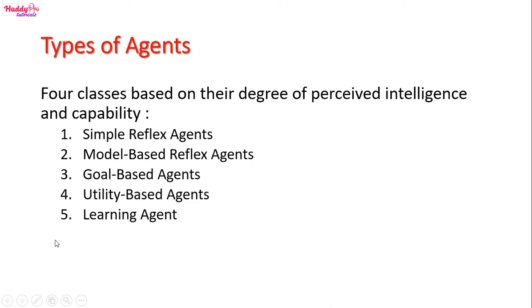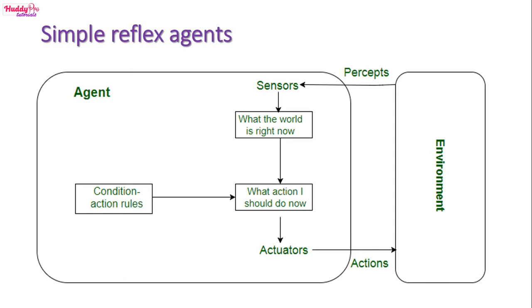Okay, let's talk about the types of agents. Agents can be grouped in four classes based on their degree of perceived intelligence and capability. We have simple reflex agents, model-based reflex agents, goal-based reflex agents, utility agents, and then the learning agent. And I think by the time I finish explaining all this, it will mark the end of this topic. Okay, we are going to look at them one by one. Let's begin with the simple reflex agents.